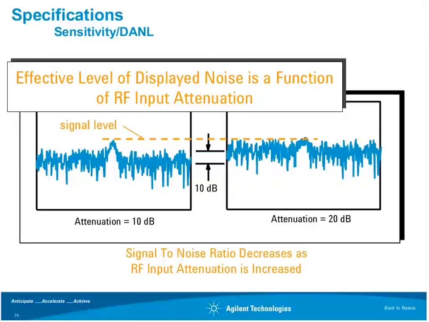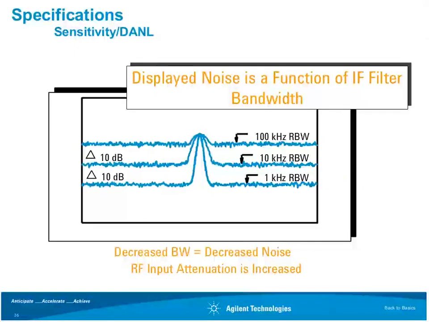By reducing the attenuation 10 dB, we improve that signal-to-noise ratio by that amount, and now it becomes a lot more apparent that there is indeed a low-level signal there.